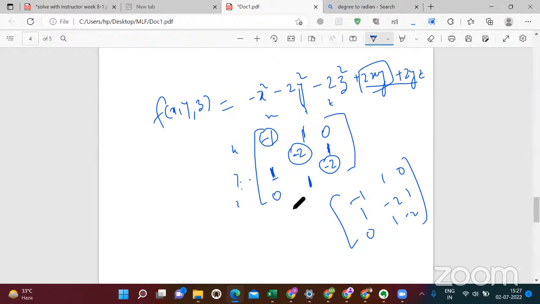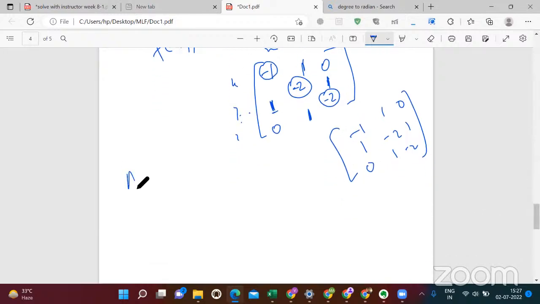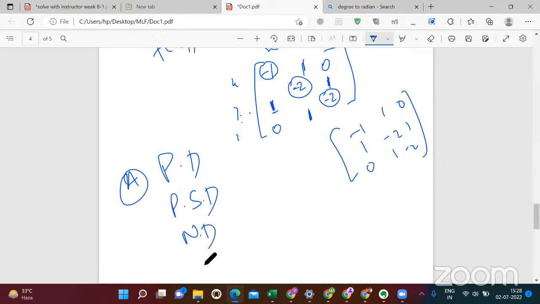And then you can directly solve whether the matrix is positive definite or not. So can somebody tell me what this is? The options are positive definite, positive semi-definite, negative definite, and so on, with the diagonal -1, -2, -2.